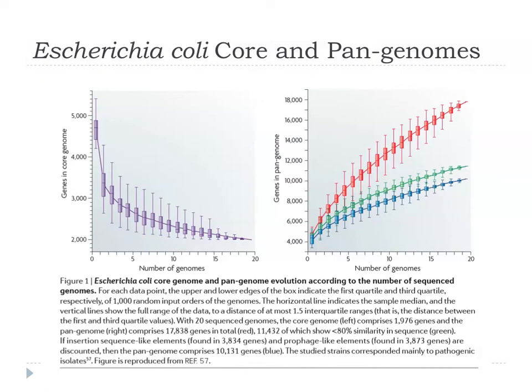So we can reliably predict that if we go and sequence another E. coli that we've never seen before, we will find some new genes in the E. coli pan-genome that we've not seen before.